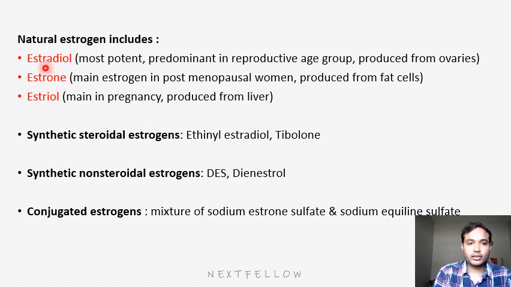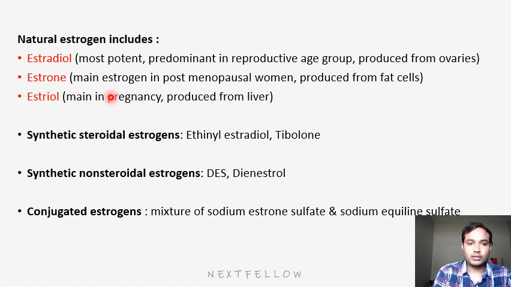Different estrogens are produced in different conditions. Among these three, estradiol is the most potent and it is predominant in reproductive age groups. It is mainly produced from the ovaries. Next one is estrone. It is the main estrogen present in postmenopausal women. It is produced from the fat cells. Next natural estrogen is estriol. Estriol is mainly present in pregnancy. It is produced from the liver.